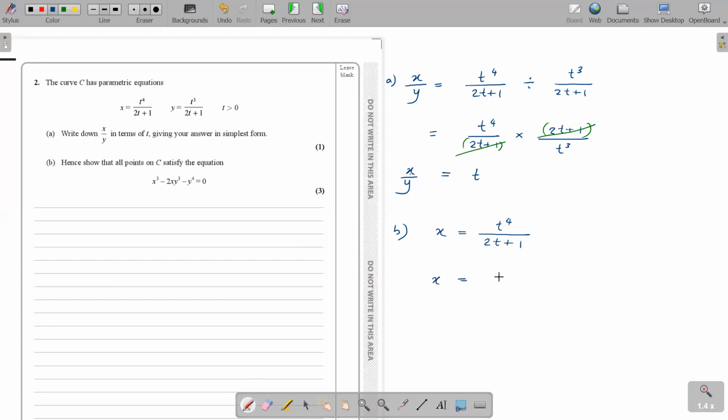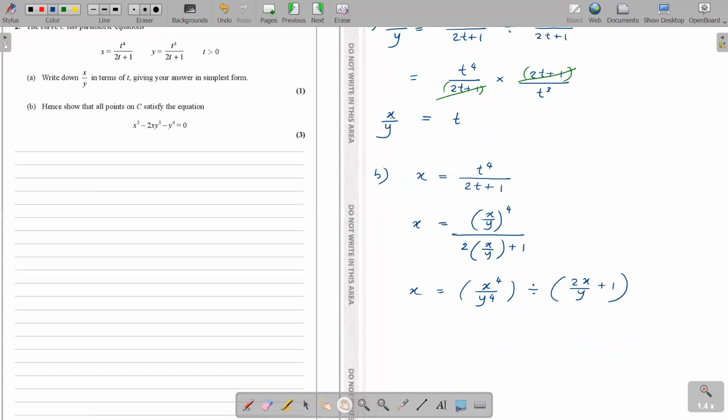So t is x over y. x equals t to the power 4 over 2t plus 1, which is x to the power 4 over y to the power 4, divided by 2x over y plus 1. Do you understand my simplification here? 2 times x is 2x over y, plus 1. I just wrote the division sign over here.